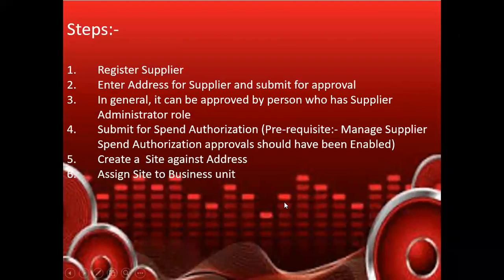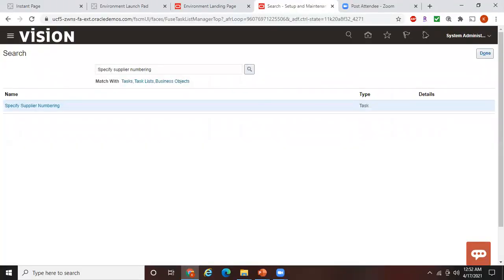Now let's get into the different steps. We have three different steps: create a supplier, then supplier address, and then supplier site. So the first step would be to register a supplier, and under the supplier enter the address. We start with the first one, register a supplier.